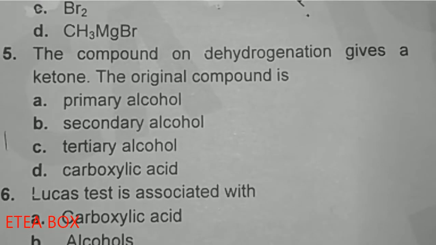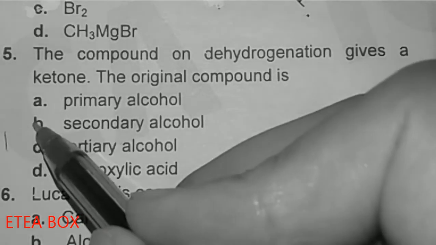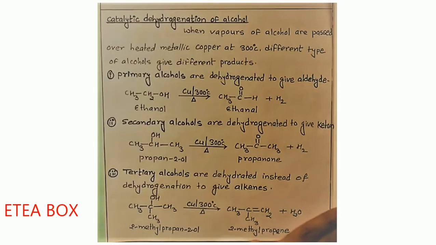The compound that on dehydrogenation gives a ketone, the original compound is a secondary alcohol. Okay, look at this one.